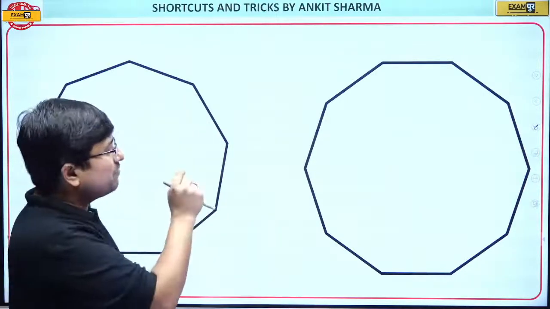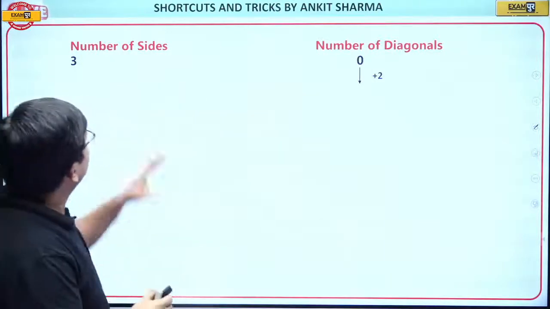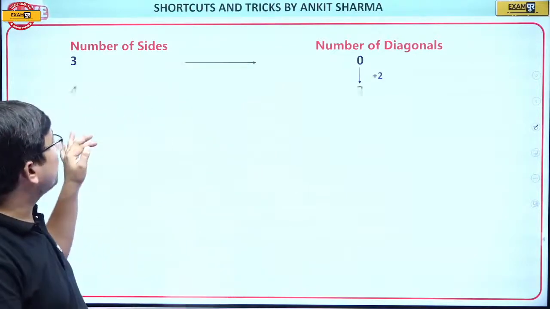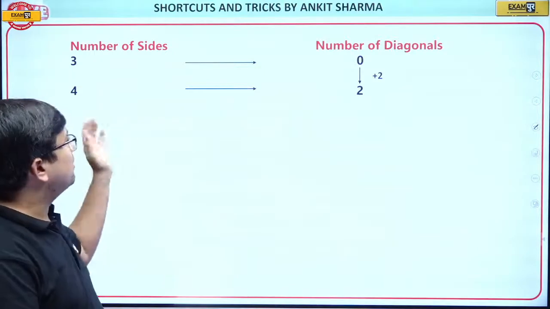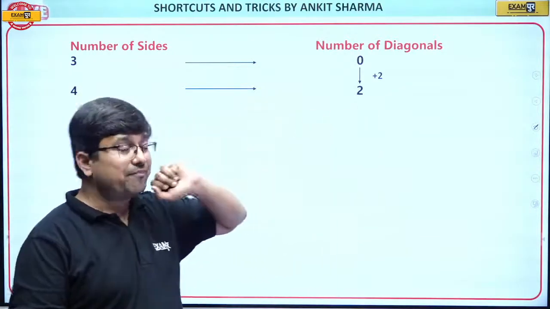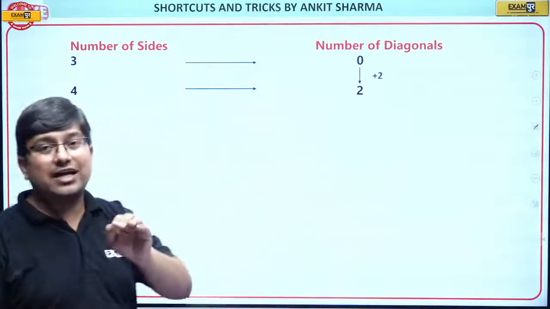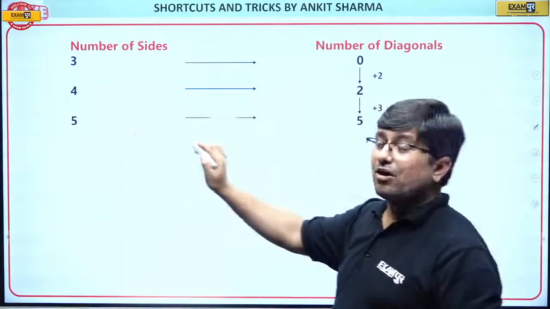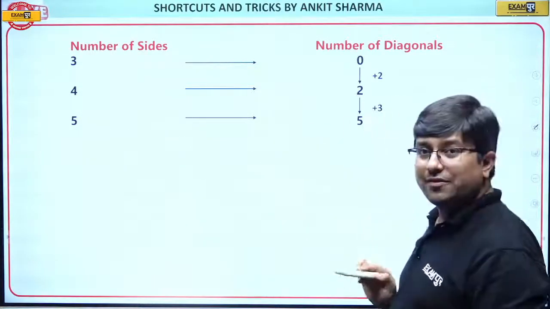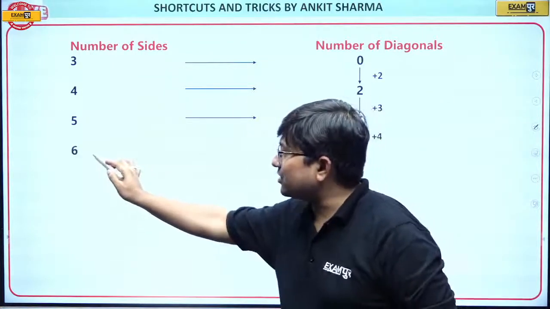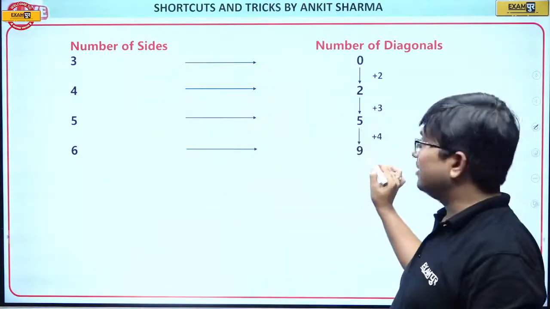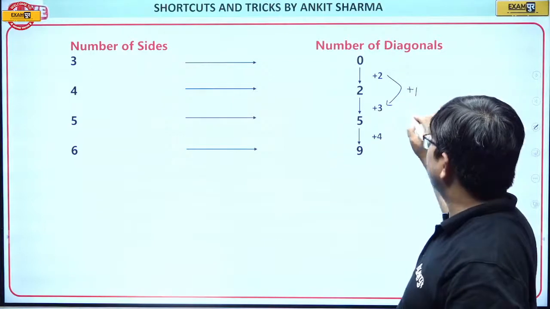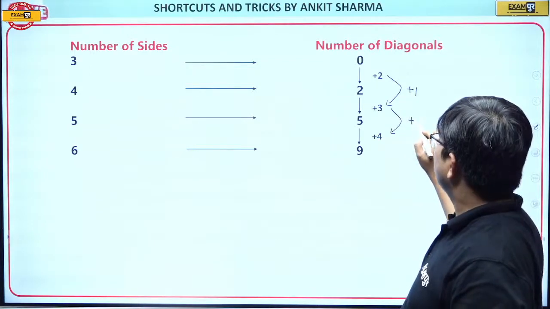What is the point over here, my dear students? Have a look at this chart. In a triangle, there are 3 sides and the number of diagonals was 0. Now, if I take the 4-sided structure, rectangle or square, the number of diagonals was 2, if you remember. So there is an addition of 2. For a 5-sided structure, the pentagon, the number of diagonals is 5. There is an addition of 3. In a hexagon, the 6-sided structure, the number of diagonals is 9. So there is an addition of 4. You can see over here, it's plus 1. Here it's again plus 1.